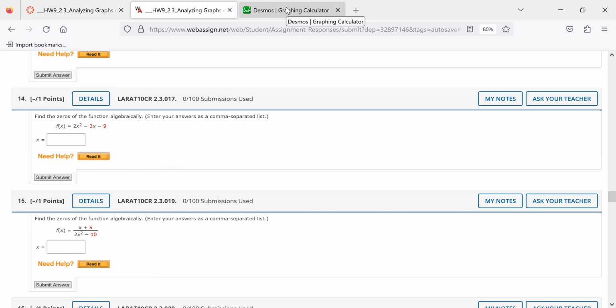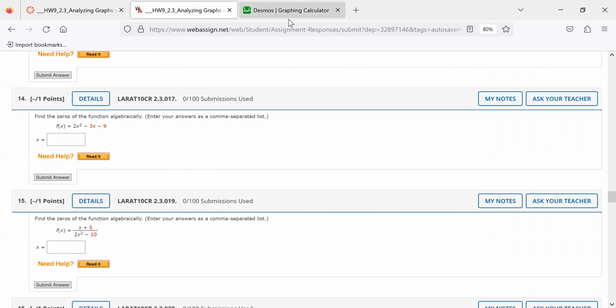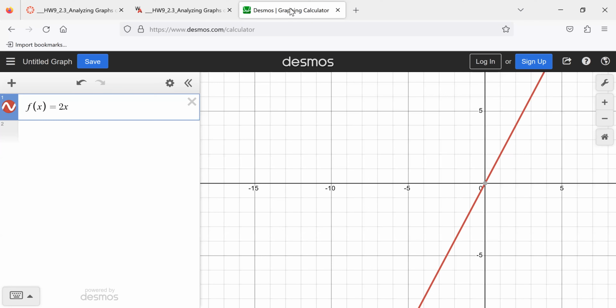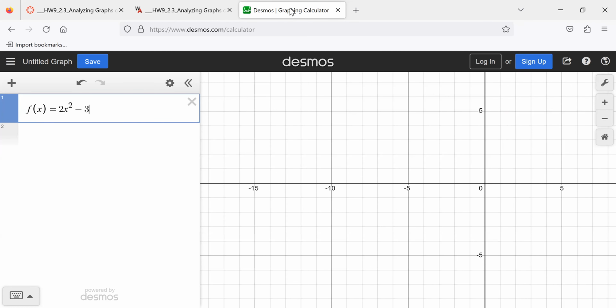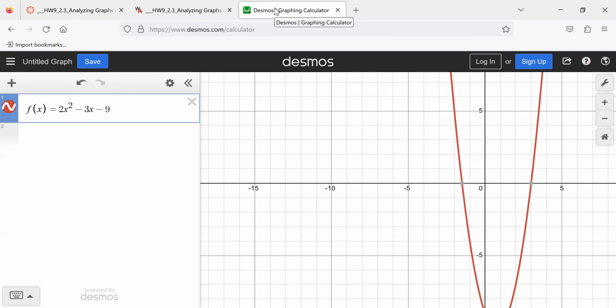So again, let's graph it for fun. F of x is equal to 2x squared minus 3x minus 9. So we have the answers right here. So we need to find them. Show how to get there.